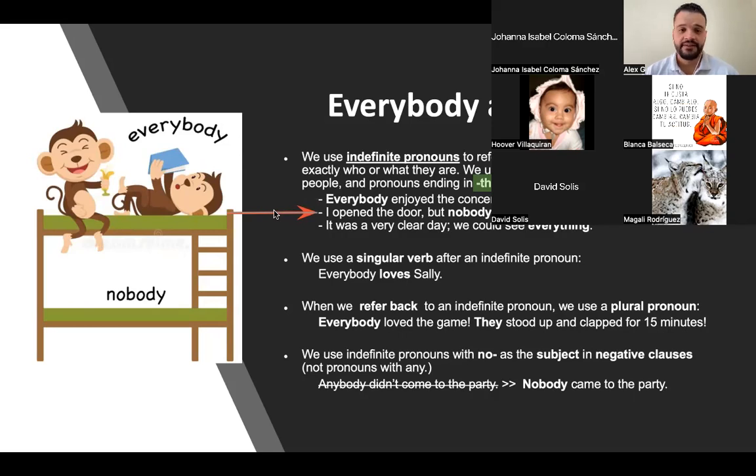Exactly. The very same, but now it's negative, right? So this means that no person was home. Excellent. And what about the last one? Hoover, can you please read the last one? Sure. It was a very clear day. We could see everything. Excellent. Now we're not talking about people. Now we're talking about an object, a thing. So now we have to use everything. Okay. Here is something very, very important.